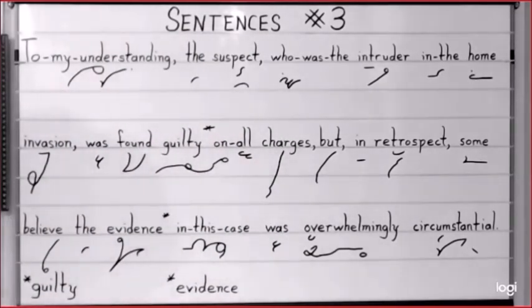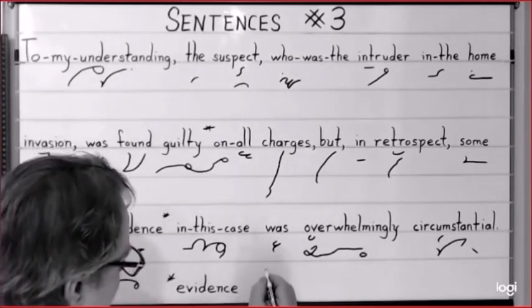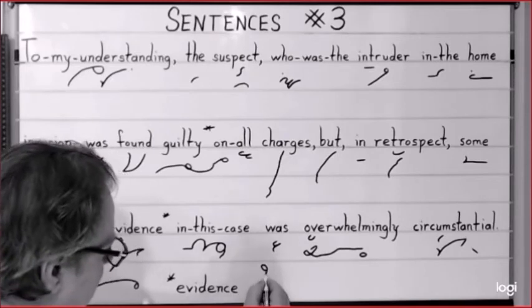Now the words, if you notice the stars here, can be shortened, especially when taken verbatim shorthand. So for guilty, we'll write the G, then the E. For evidence, we'll just write E and the V.